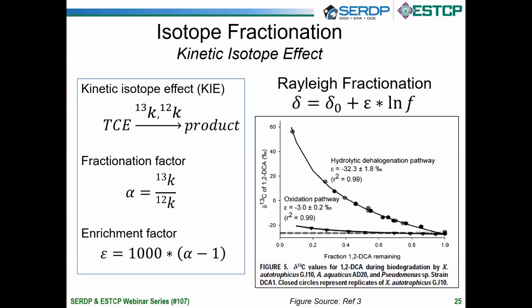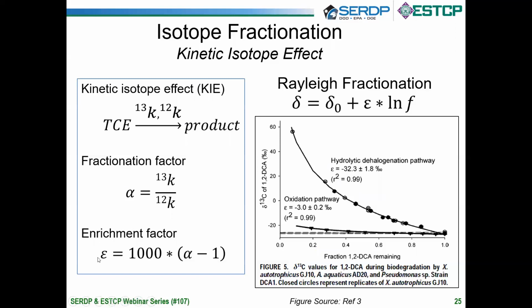Now, just a little more detail, and what I really want to do is explain this concept of what's called the enrichment factor. What I just said is that you have different rates. As TCE degrades, you're going to have a slightly slower rate for degradation of the C13 TCE compared to the C12. If we compare the ratios of these, that's known as a fractionation factor, or alpha.